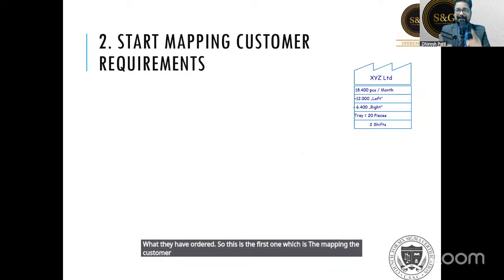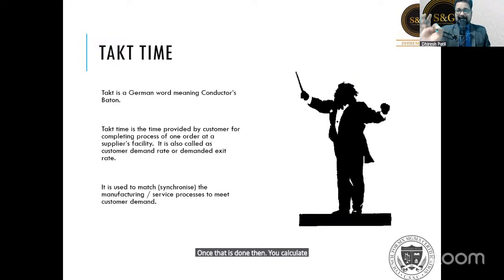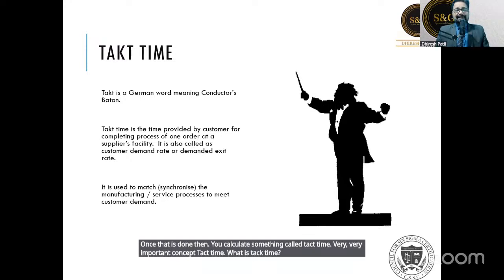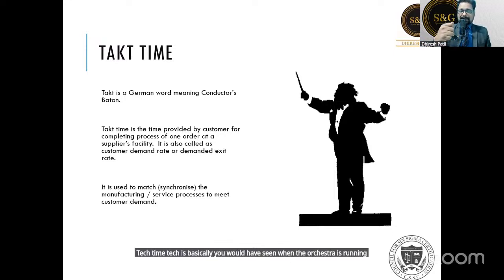So you get all the details mapped here. Once that is done, then you calculate something called takt time. Very, very important concept. Takt time. What is takt time? Takt is basically, you would have seen when the orchestra is running, there is one conductor.